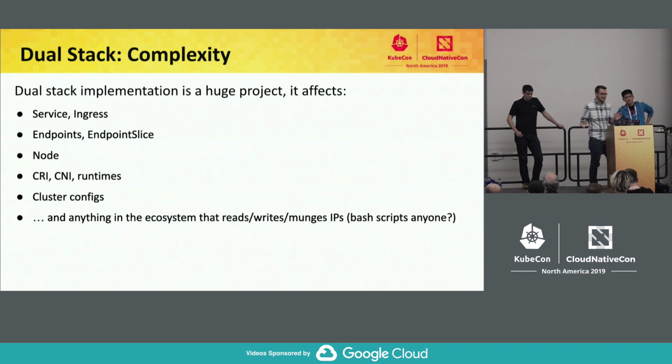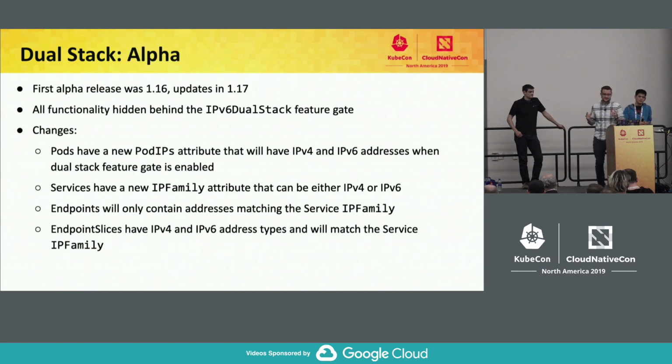It's a huge project, and it affects lots and lots of things across the Kubernetes ecosystem. As an example: service, ingress controller, endpoints, endpoint slices, nodes, CRI, CNI, runtimes, cluster configs, and if you think about anything in Kubernetes that touches an IP, related shell scripts, whatever it happens to be, all of these things will have to change to support dual stack. So there's a lot of work here, and that means there's lots of opportunity to help. But let's first talk about the alpha release of dual stack.